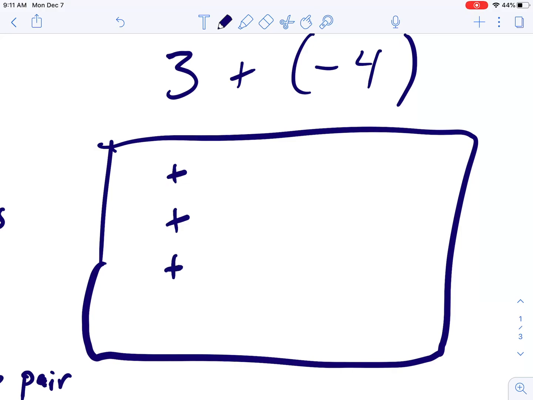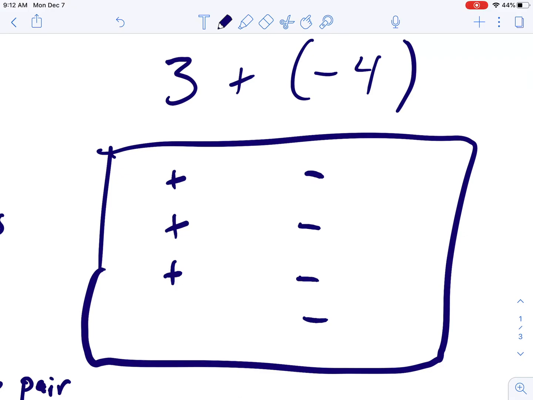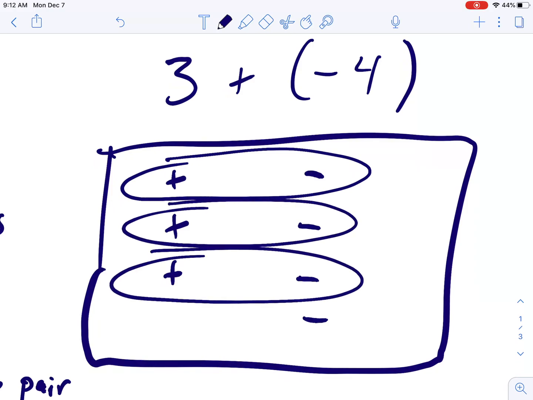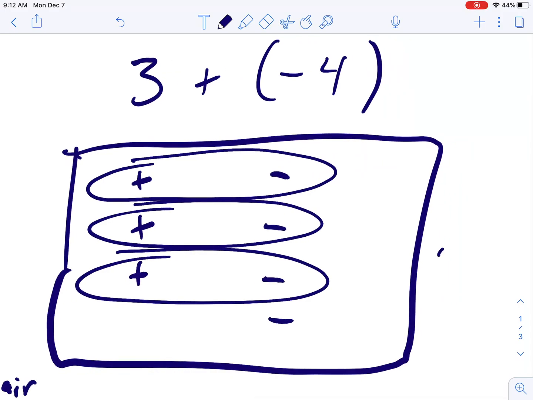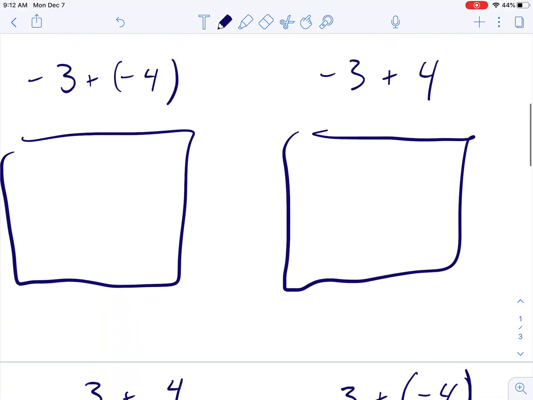We have positive 3, 1, 2, 3, and then we're going to add in 4 negatives. So 1, 2, 3, 4. Now we just need to ask ourselves, are there any zero pairs? How can we circle any zero pairs? And we say, okay, yeah, there's one right here. A plus and a minus makes 0. Another zero pair, another zero pair. What's left over? We have 1 negative sign, which means it equals -1. And that's adding integers. So you put the plus, you put the minus, and then you make your zero pairs.